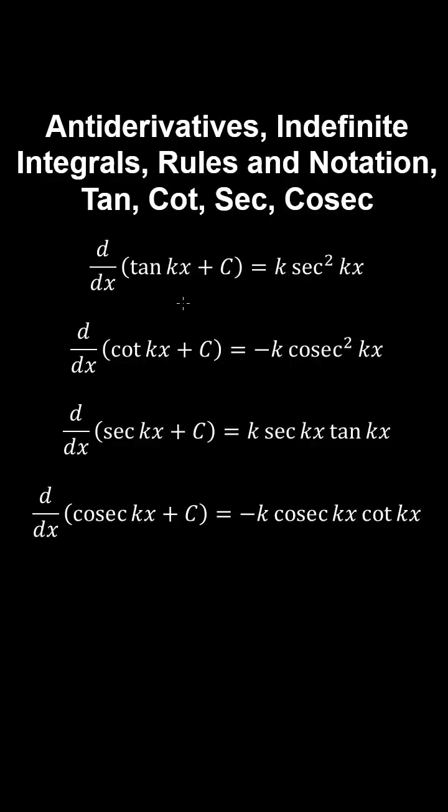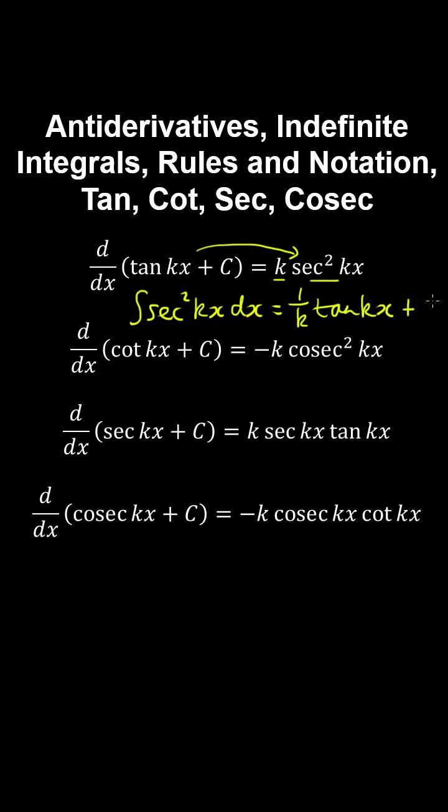We can also use the derivatives of the other trig functions as a guide to obtain their antiderivatives. So differentiating tan of a constant multiplied by x, we multiply the constant by sec squared kx. So that tells us how to integrate sec squared kx. So we effectively divide by k and multiply by tan kx. And where we have an indefinite integral, we add a constant of integration.